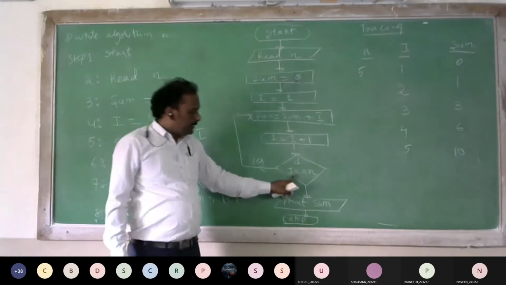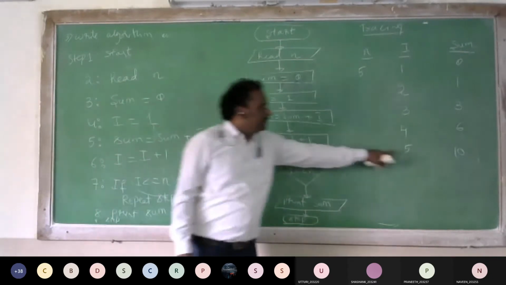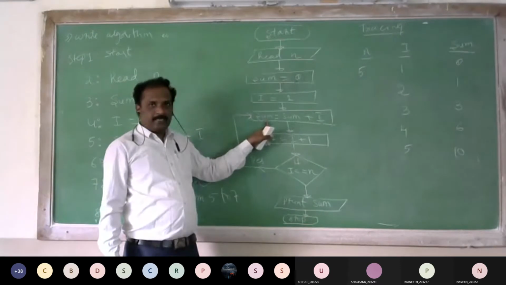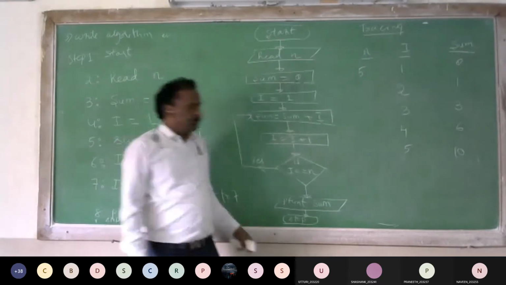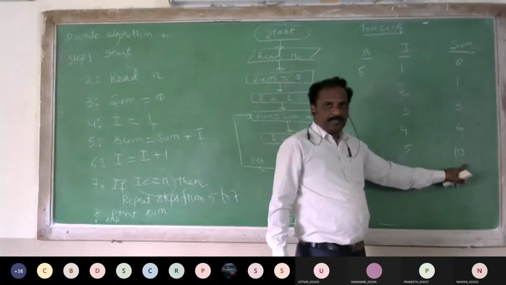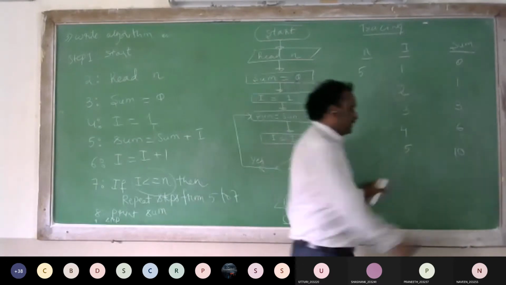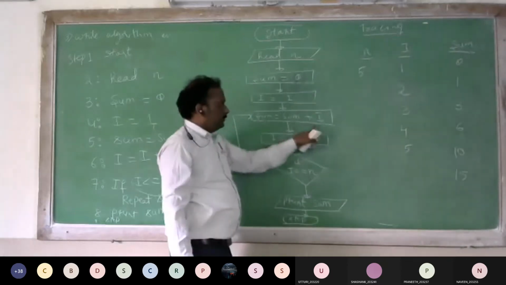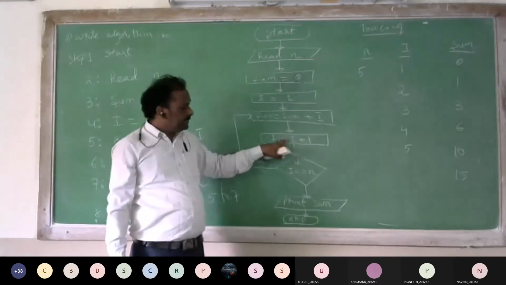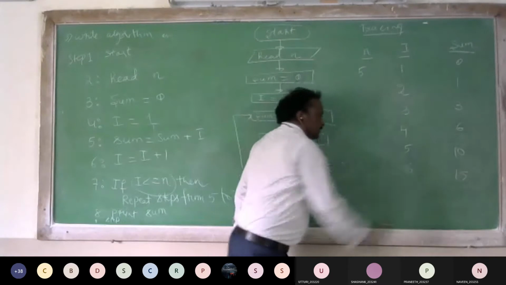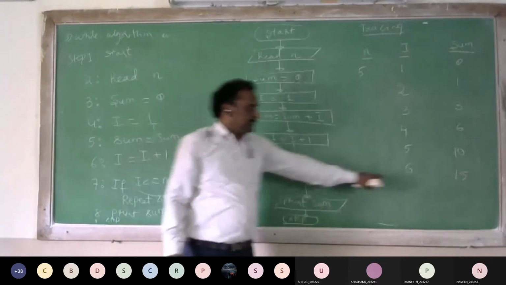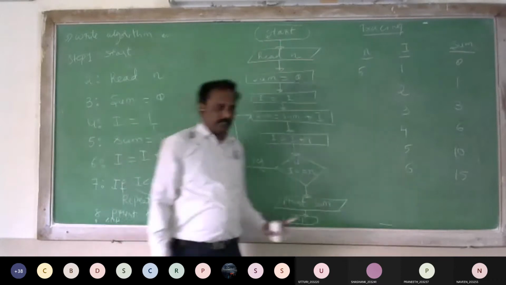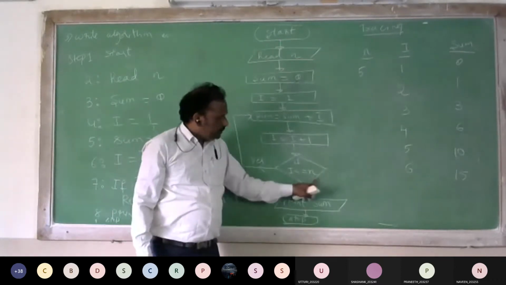Again check the condition. Is 5 less than or equal to 5? Yes. Yes means again calculate this step. Sum is equal to sum plus 5. What is the current value of sum? 10. 10 plus 5 is 15. 15 is again stored in sum. What is the next step? I is equal to I plus 1. I becomes 6. Now again check the condition, whether this number 6 is to be added or not. Is 6 less than or equal to 5?